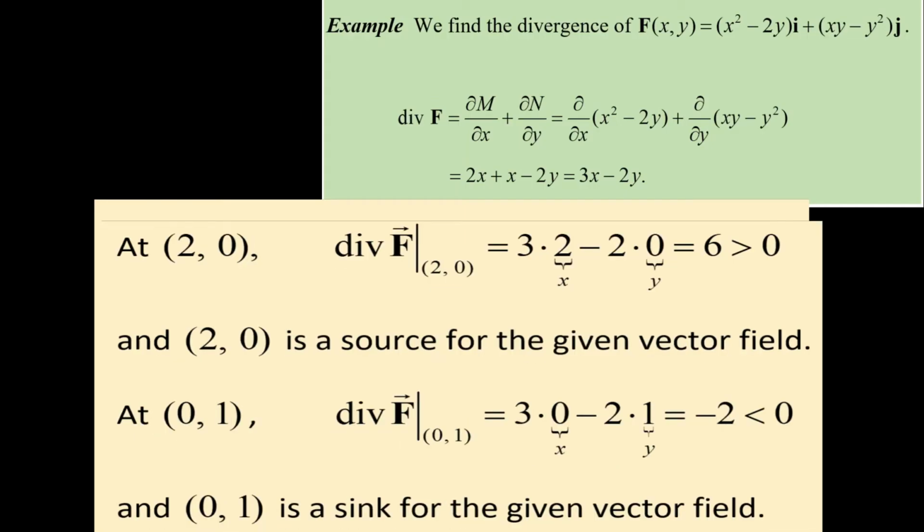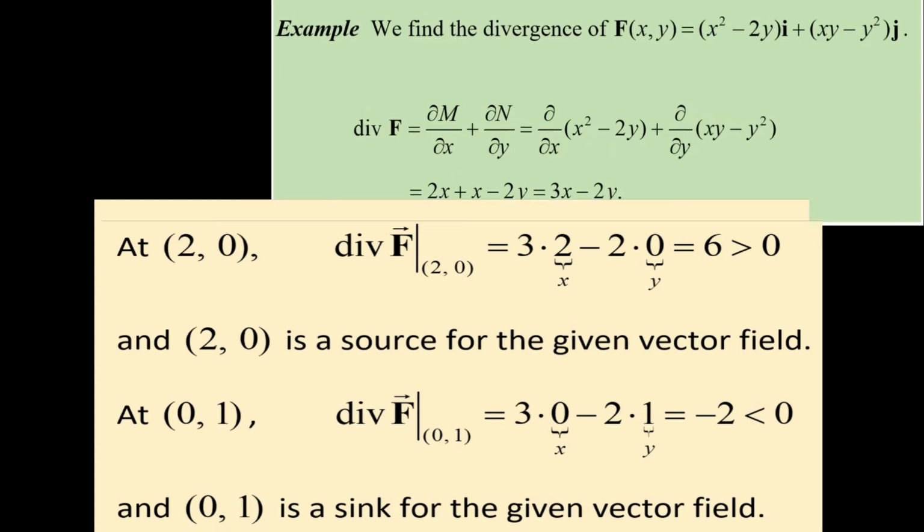We note that (2, 0) is a source for the vector field F because at (2, 0), div F is 6, which is greater than 0. At the same time, at the point (0, 1), div F is −2. So the point (0, 1) is a sink for the vector field.